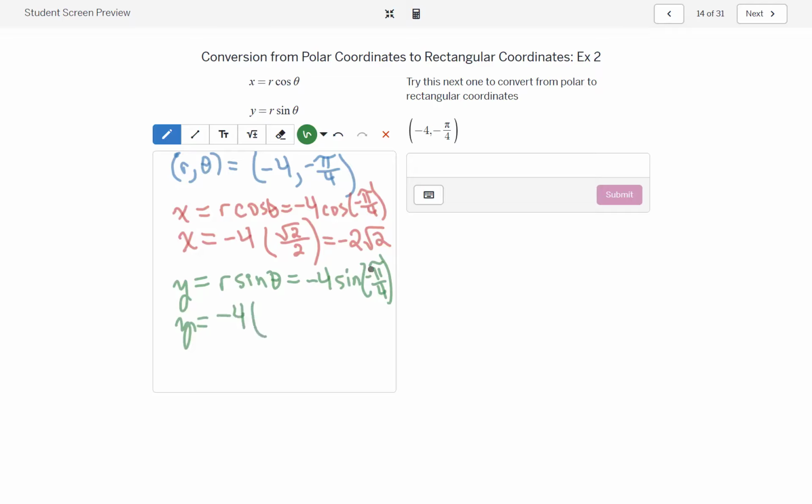So if we type in the sine of -pi/4, the calculator will tell us -0.707. So this is negative square root of 2 over 2. So now this is going to be positive 2 square roots of 2 for our y coordinate.